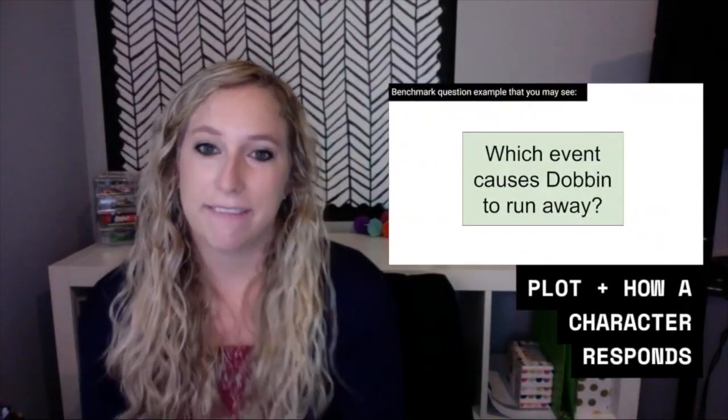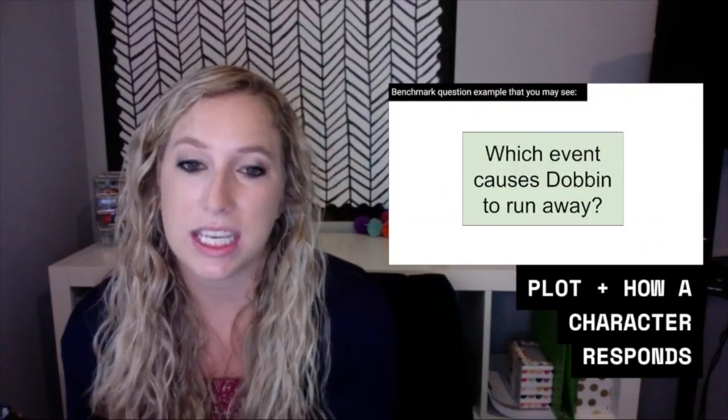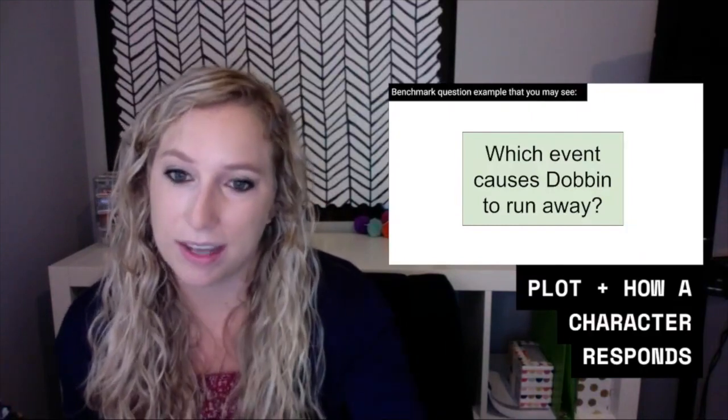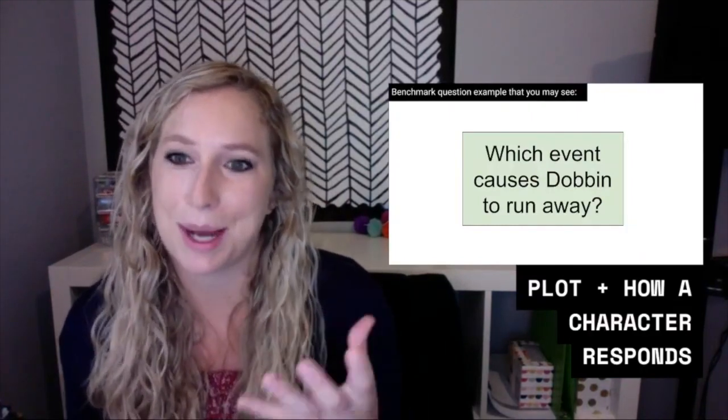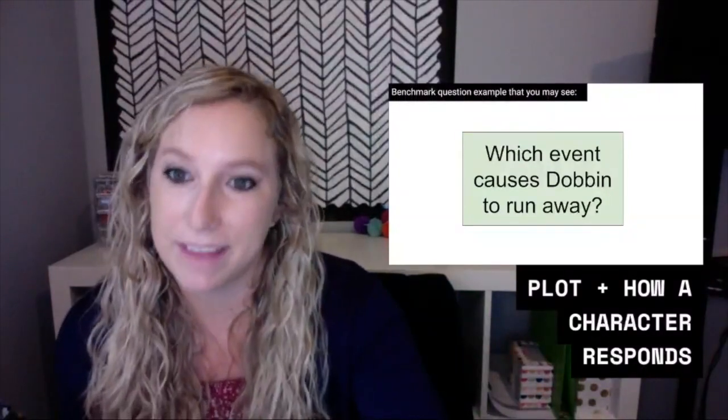Next question is, which event causes Dobbin to run away? Once again, we're looking at the plot, those key events, and how the character responds. What causes Dobbin to run away? What was that motivation or reason or event?